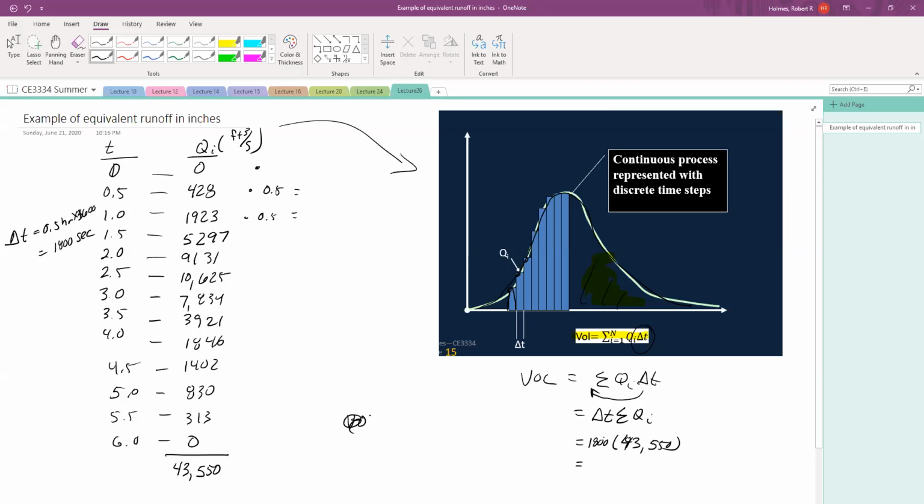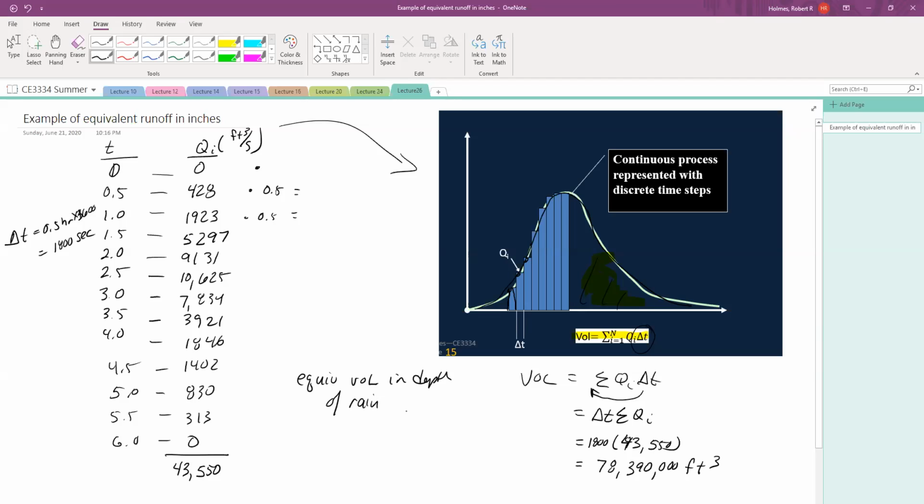Let's see, it looks like 78,390,000 cubic feet. Now, that's not what I'm after in terms of the final answer. I want the equivalent volume in depth of rain.